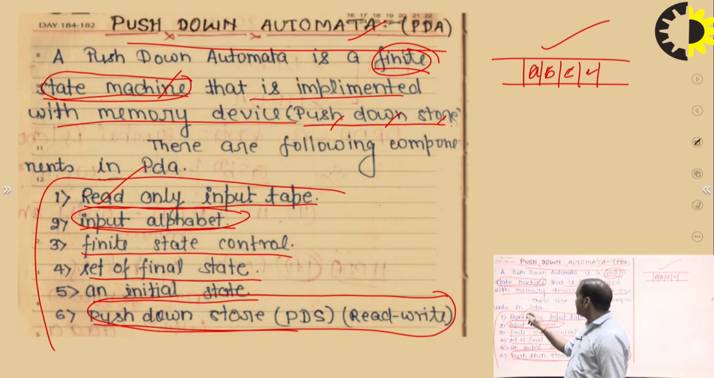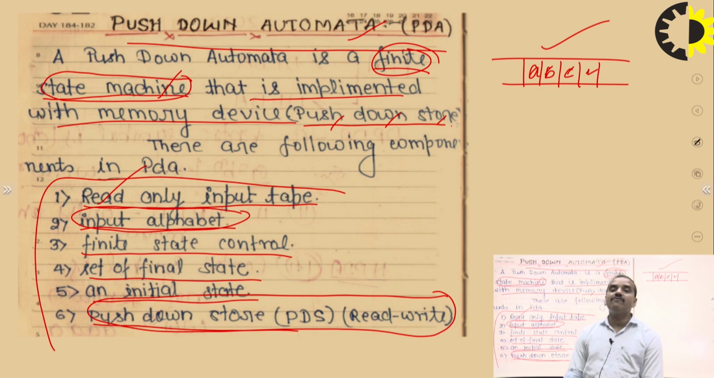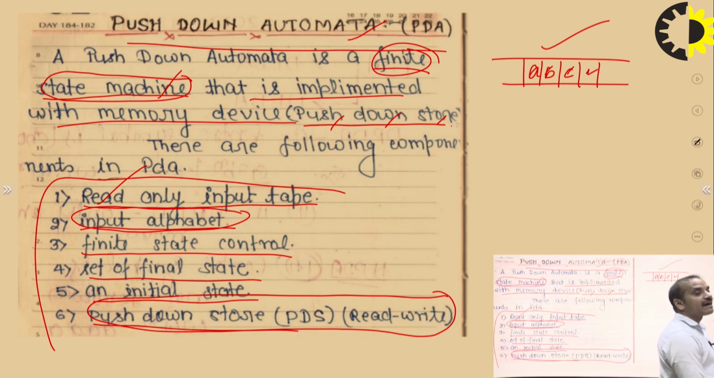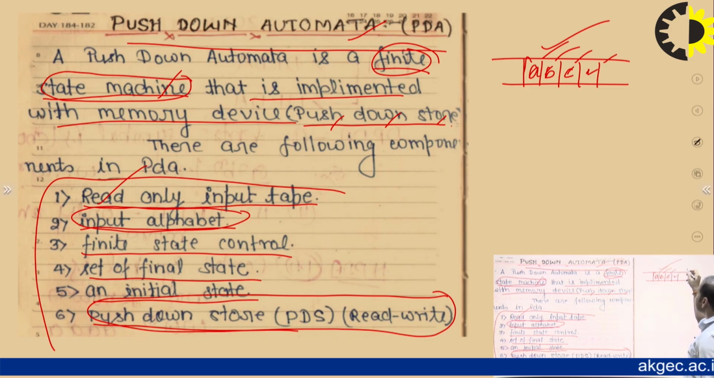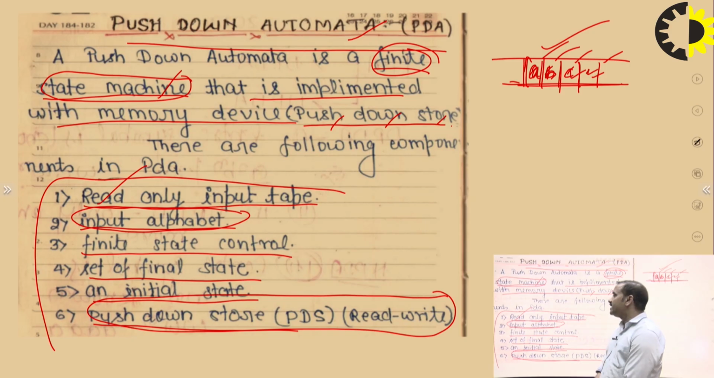The first one is the read-only input tape. Read-only input tape is a type of memory where we write the input data, and the input data is written on the tape. This tape is divided into equal size blocks that are called cells, and each cell contains a single symbol. Like this. This is the memory. We divide it into equal size blocks, and each block contains a single symbol. This is called the read-only input tape.